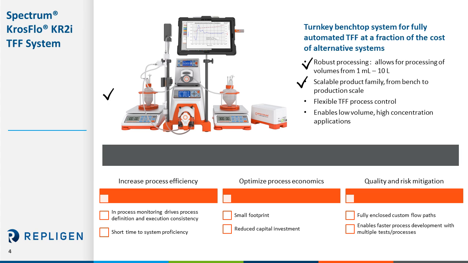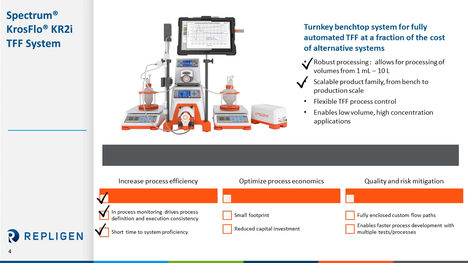The KR2i is modular in nature and is highly configurable and flexible so that it can be tuned for your particular application needs, increasing process efficiency. The system features real-time pressure monitoring and automated back pressure control, driving process definition and execution from batch to batch. The KR2i is both ready and easy to use so that system proficiency can be attained quickly.